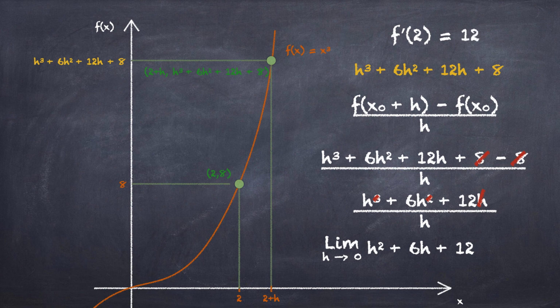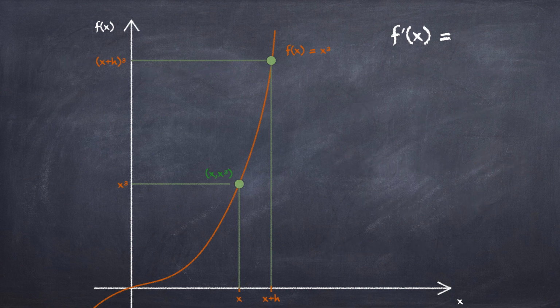Now, if you forgot what that means, let me just recap. It just means the slope at the point (2, 8), the slope of the tangent line at (2, 8). Okay, last thing. Let's try and figure out a general equation for f prime of x.